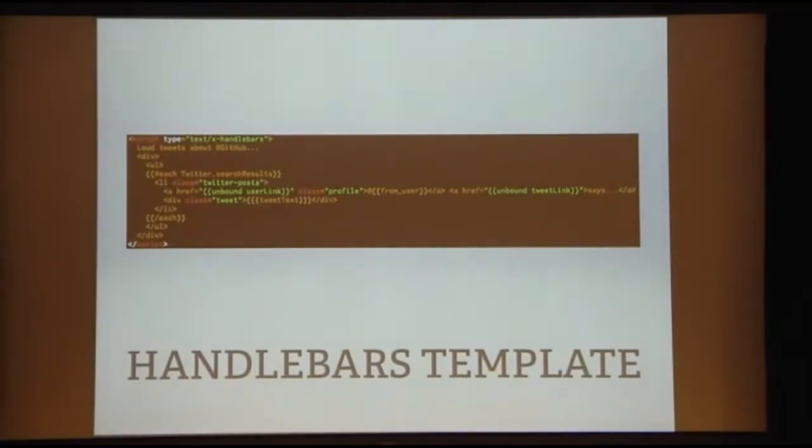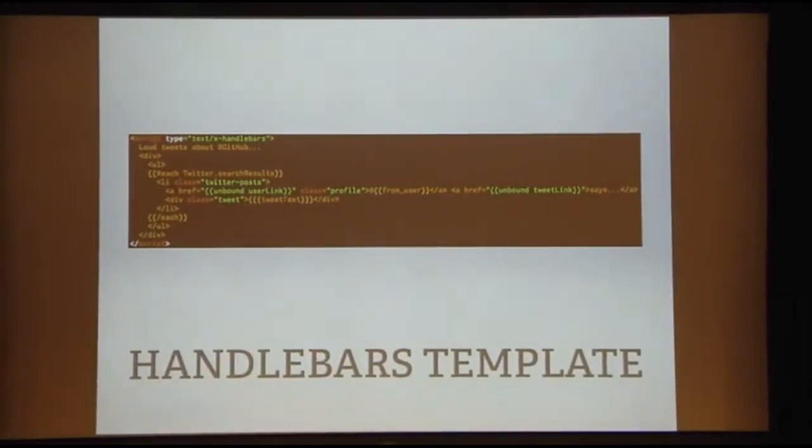Whereas some of the other ones, I'm just interpolating from user. The tweet link is also unbound. But then if you look at the tweet text, that's actually not HTML escaped. That means I'm getting information in that I trust and know to be good. Whereas the default for all of this stuff is to HTML escape it, which, with the way the web is, you kind of have to do all the time.